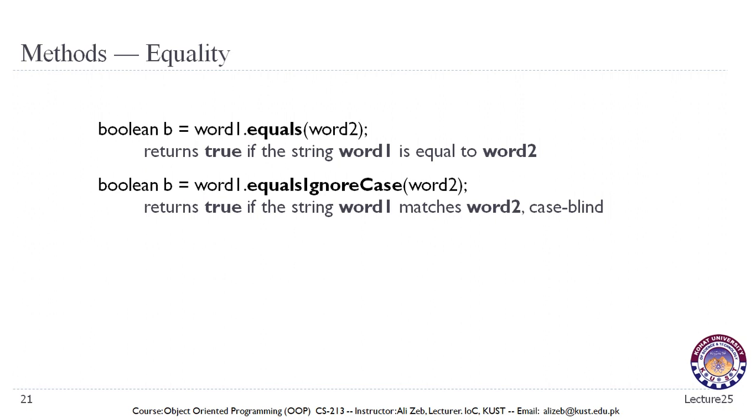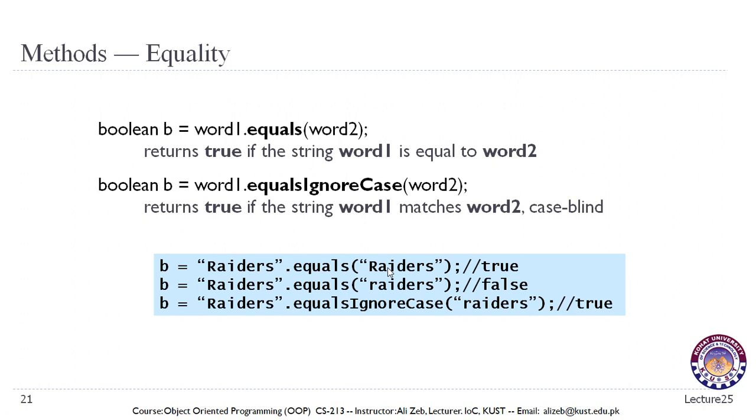Since we understand that Java is case sensitive, if we have two exactly same words but with different cases, the equals method will return false. But if we have the same two words with equalsIgnoreCase, then it will return true. We have these examples.